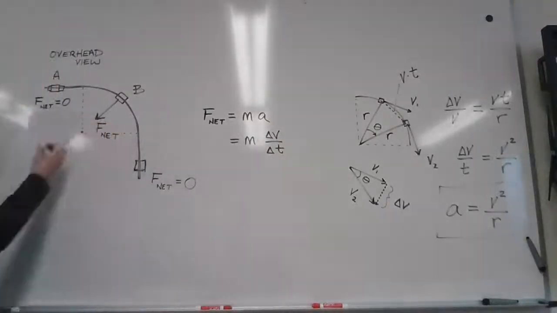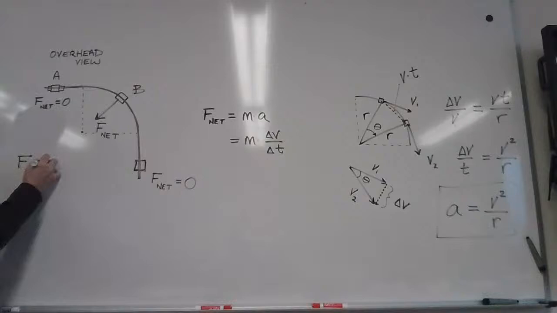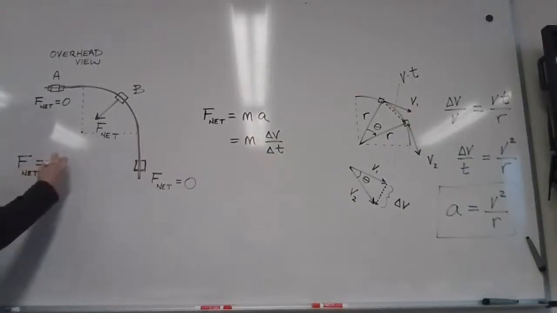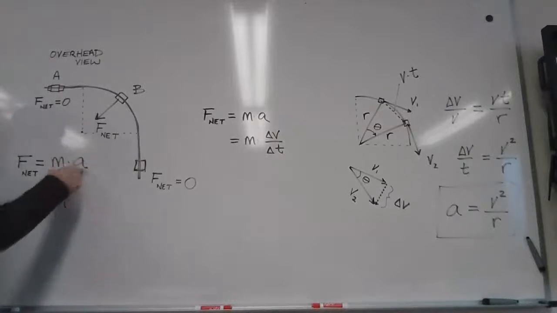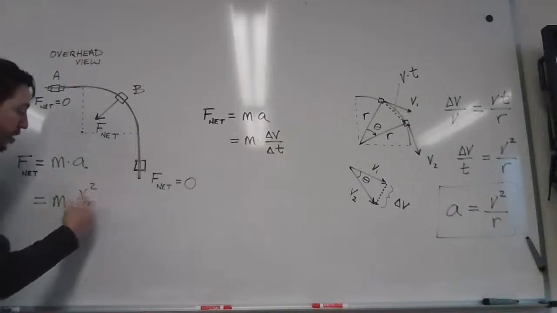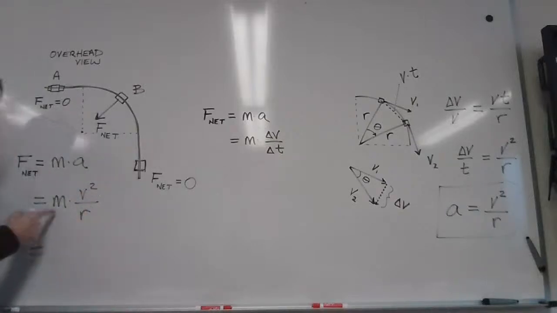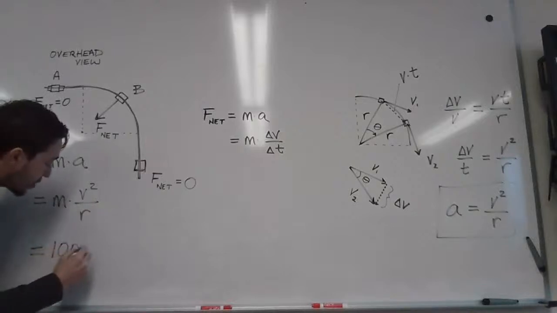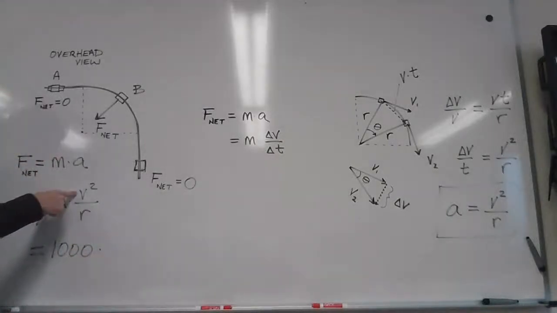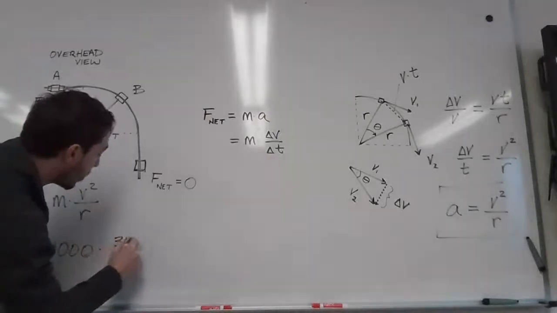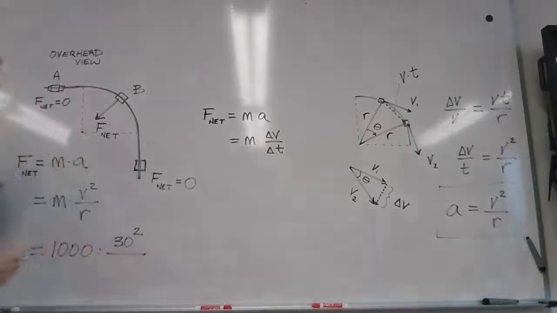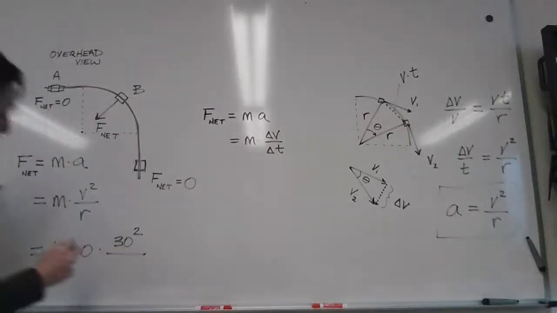Okay, so right here, the net force would be mass times acceleration. Well, wait a second. Isn't the acceleration just v squared over r? So now watch how easy the calculation is. What's the mass for this problem? 1,000 kilograms. That's the car's mass. The speed was 30 meters per second, and the radius was 20 meters.